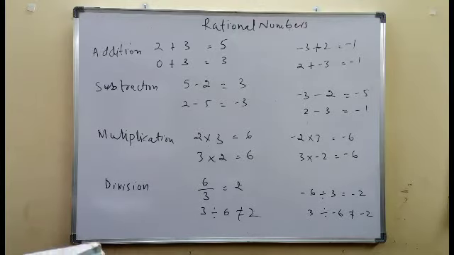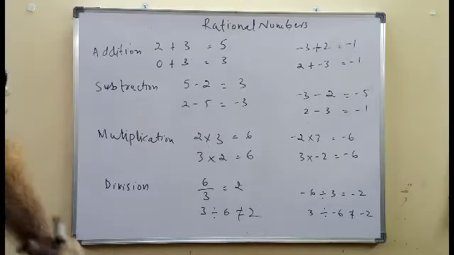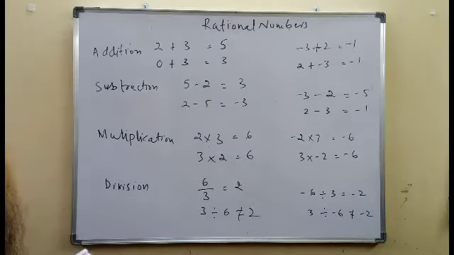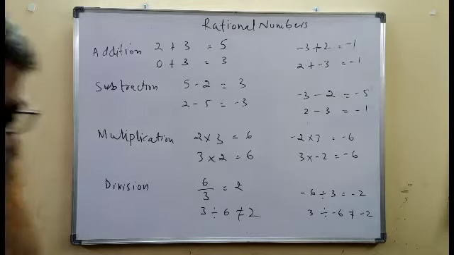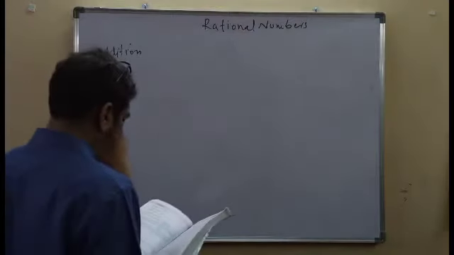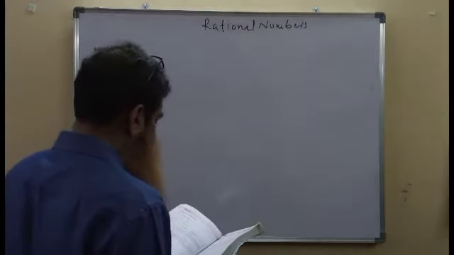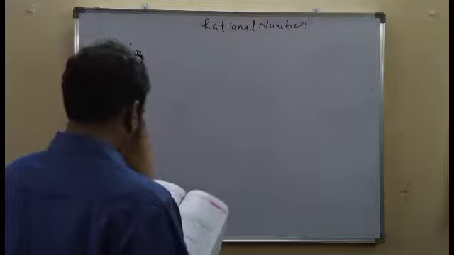Integers are closed under addition and not closed under subtraction, closed again under multiplication and not closed under division. Even whole numbers are closed under addition, not closed under subtraction, closed under multiplication and not closed under division. On page number 4, children, now let's check the closure property of rational numbers under addition.